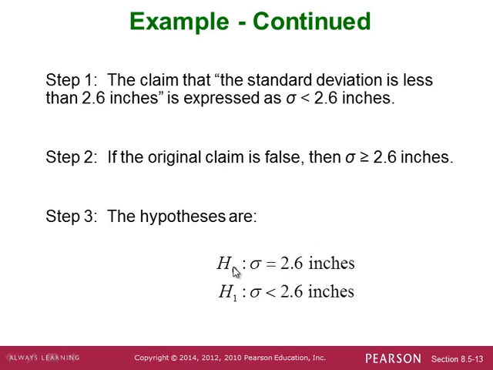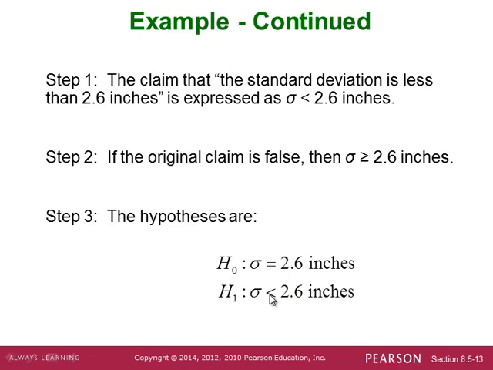Now, our null hypothesis, we're going to state that the standard deviation for the heights of the supermodels is equal to 2.6. Remember, the null hypothesis always has to be a statement in the form of an equation for the parameter. In this case, the parameter is the standard deviation for the population. So we're going to set that equal to 2.6, but we want to test the claim that there's less variability. So our alternative will be that the standard deviation is less than 2.6.